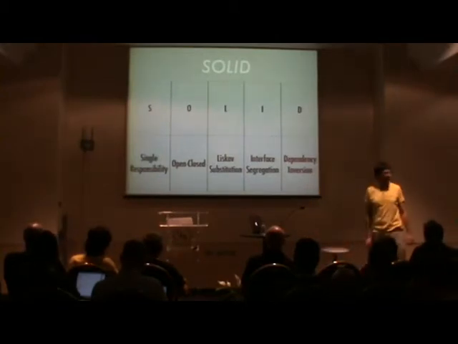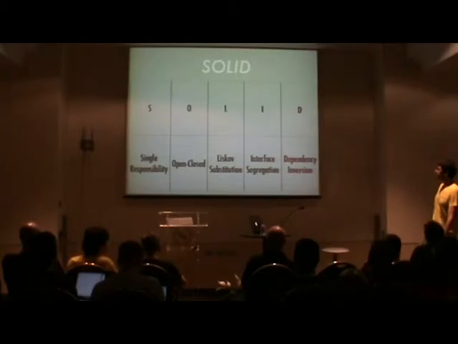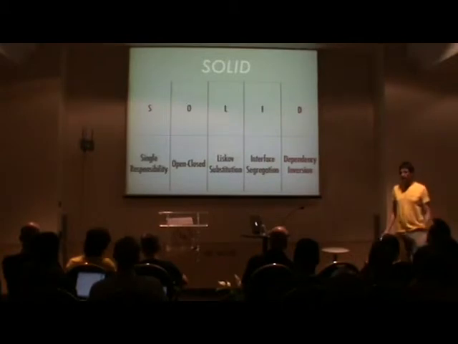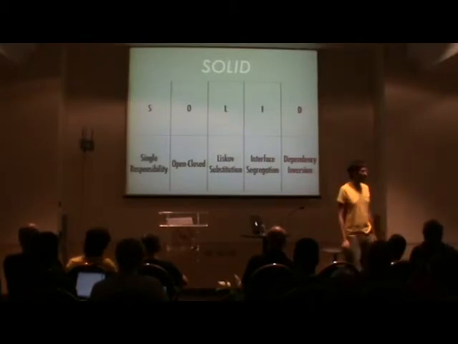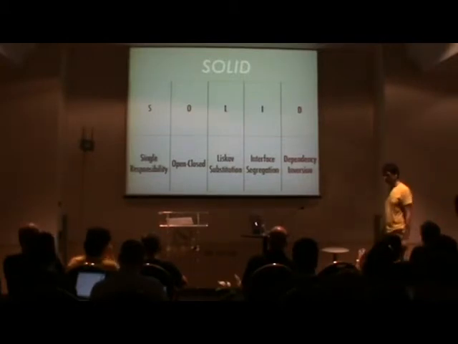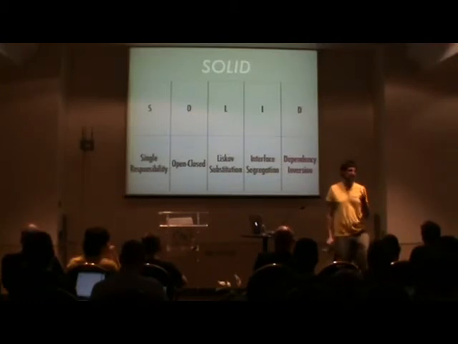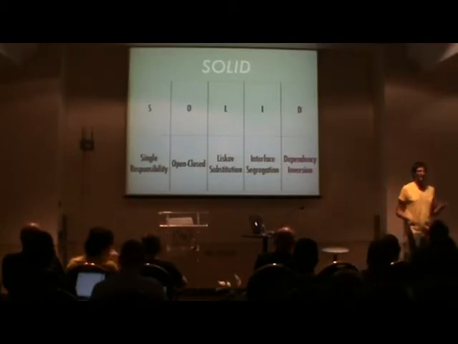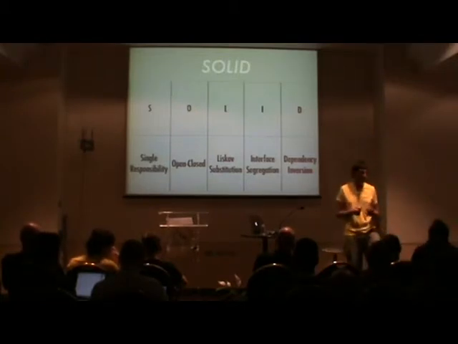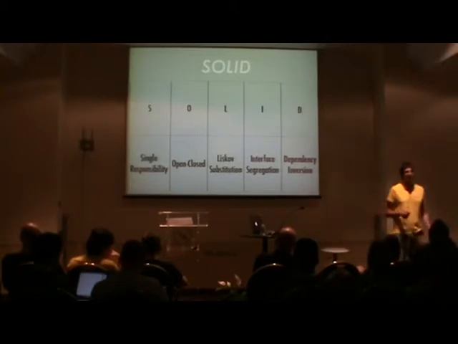What is dependency injection? Dependency injection is a means to achieve the last, but not least, of the great SOLID principles, which is dependency inversion. This principle was first formalized by Robert Martin in the mid-90s, I think, and it says two things. High-level components should not depend on low-level components, but should depend on abstractions. And abstractions should not depend on details, but details should depend on abstractions.